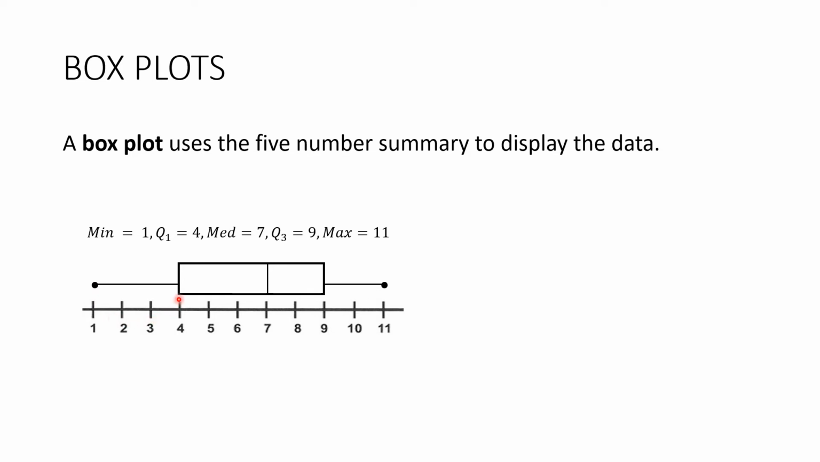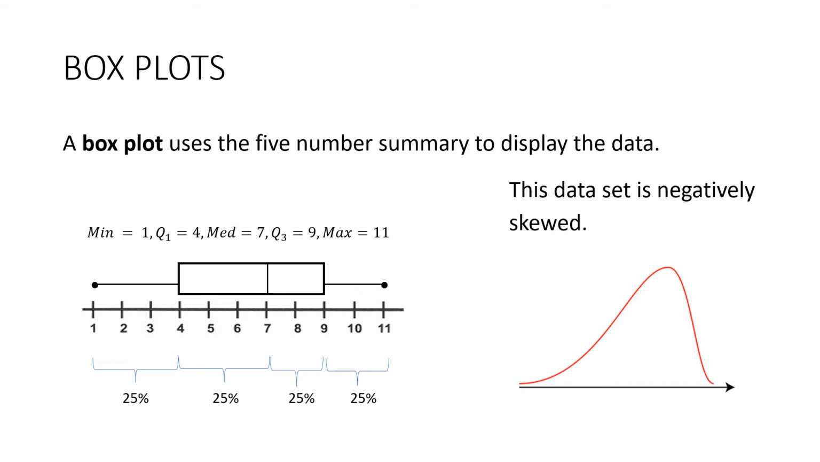This is the minimum. Then we've got lower quartile, median, upper quartile, maximum, and we draw a box around that middle 50%. And what's really important is to realize that there are 25% of the scores in each one of these quartiles. So you can see that this particular part here is quite bunched together. So the data set is slightly negatively skewed because there's more data in here and it's more spread out here.